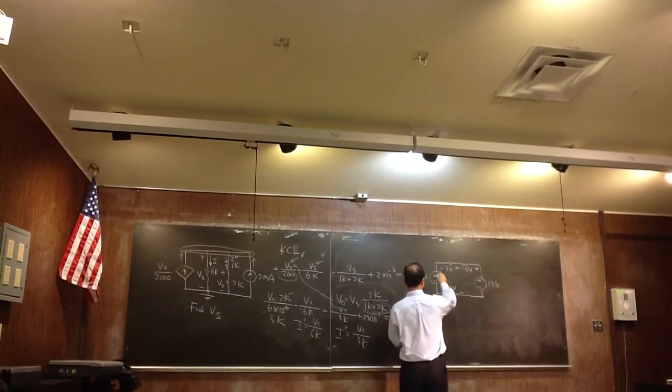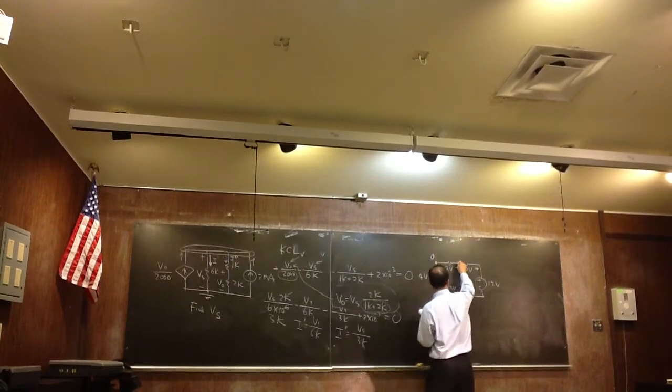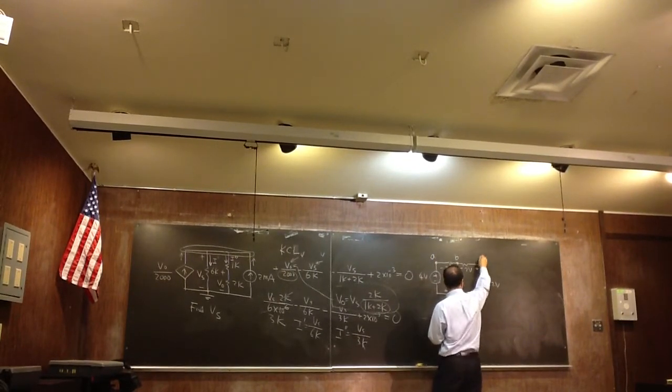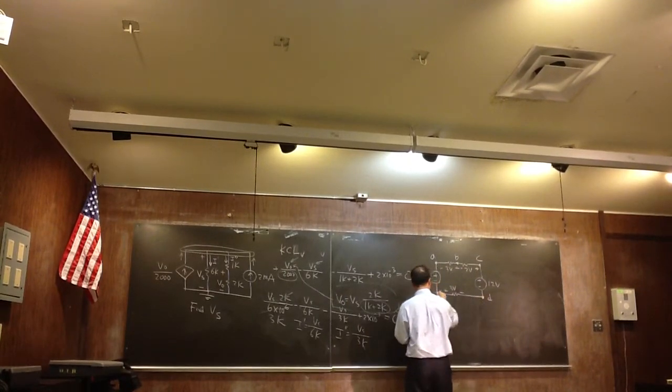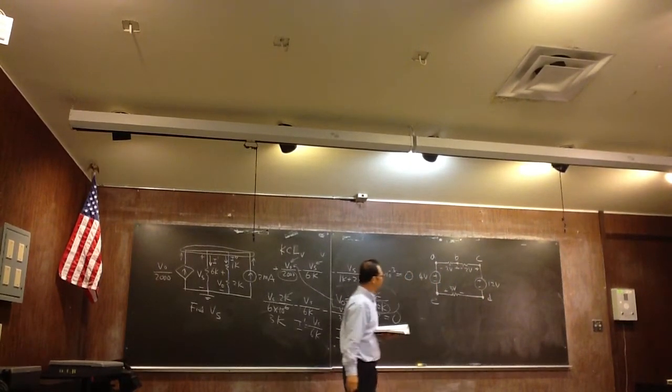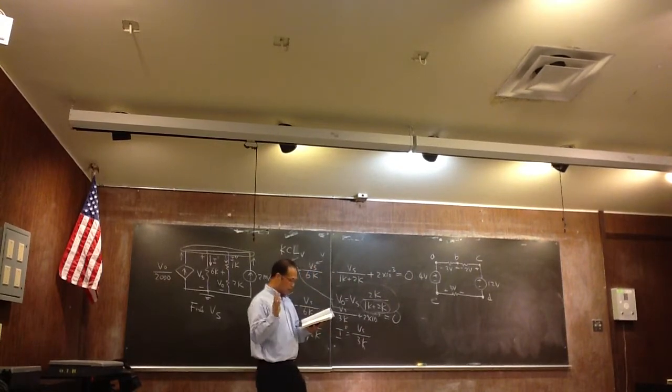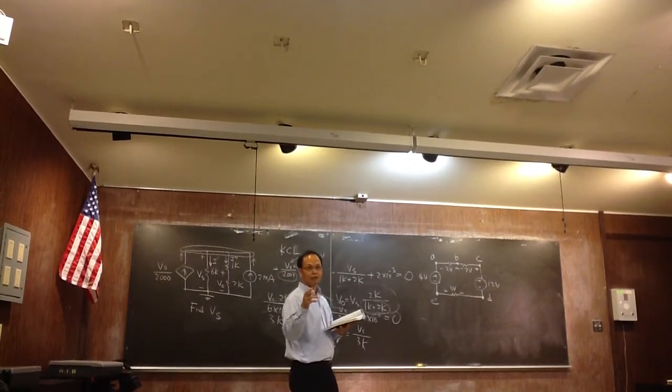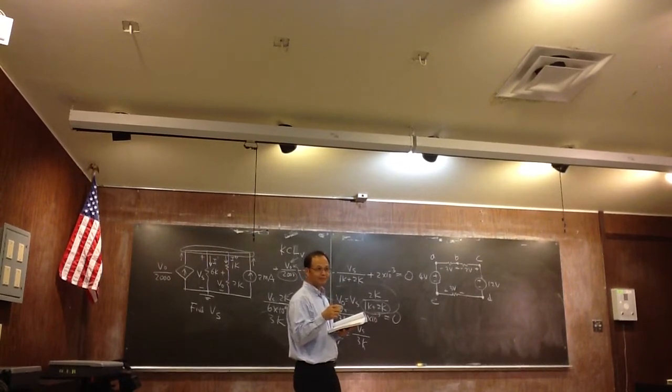Okay, so this is A, B, C, D, E, right? So in this circuit, how many of you have done this homework already? Do you know how to do it? I think so. Okay, good.